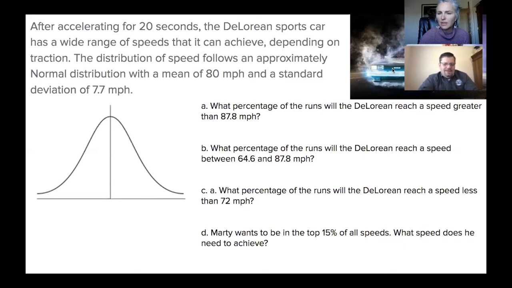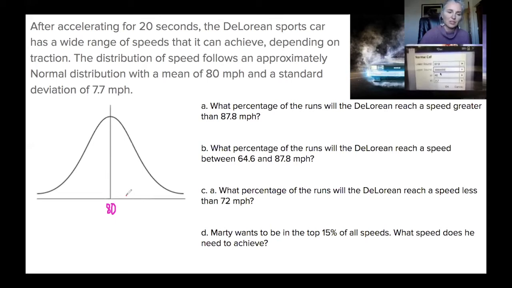Okay, so while he's doing that, I'm going to open my annotation tool so that I can draw you a picture here. Remember my mean of 80 miles per hour, that goes in the middle of my curve. And I have a standard deviation of 7.7. So I'm going to draw a couple of standard deviations just so I can reference this and know what this problem is asking me. So I'm going to go out just a little further.